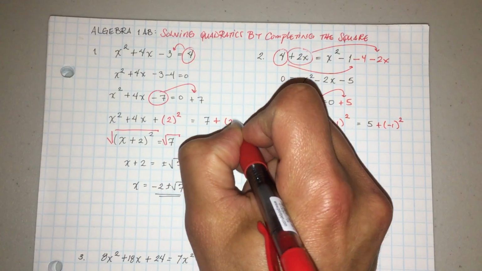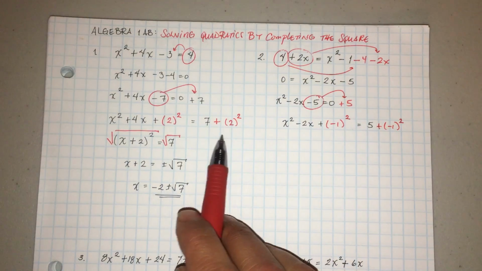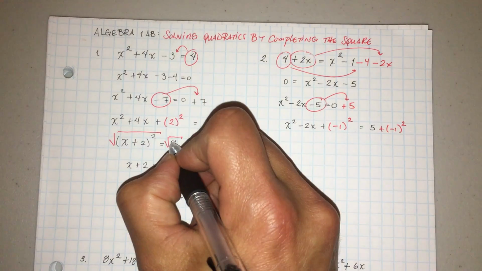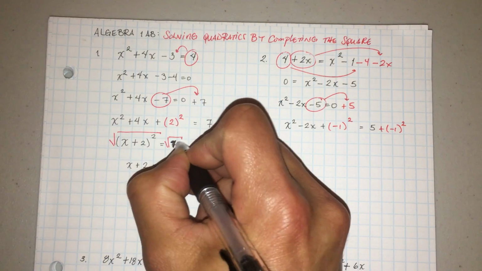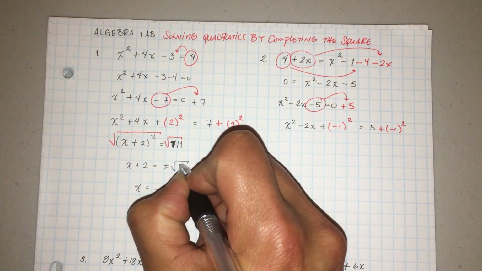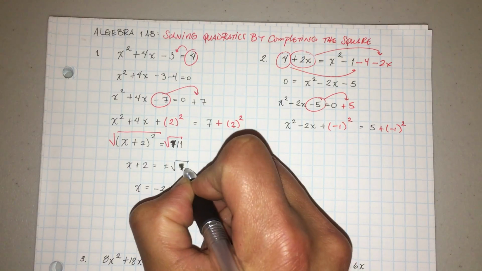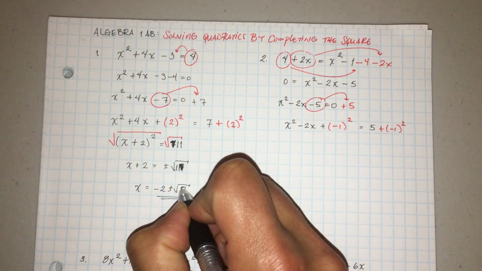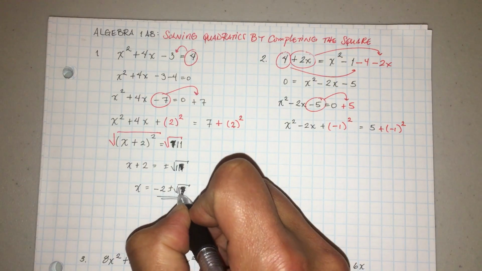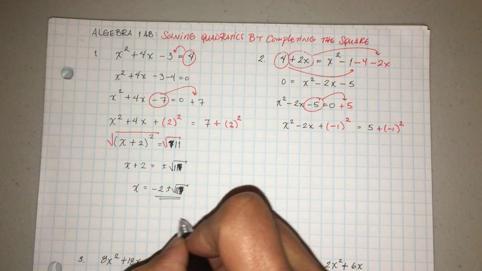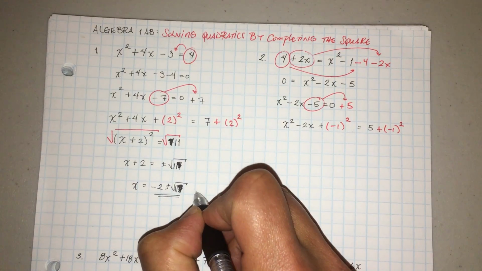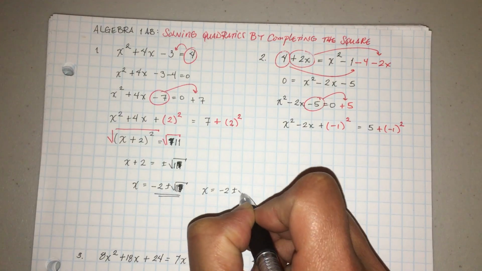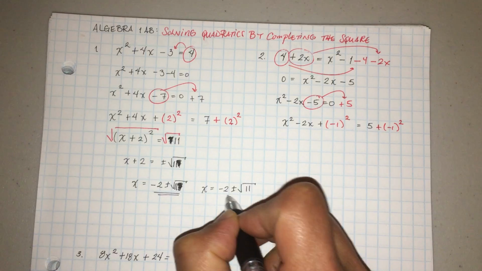Plus 2 squared. So that's going to give me 4, plus 11, plus 7 is going to be 11. So this guy actually should be the square root of 11, not just 7. So let me write it a lot neater here. So negative 2 plus or minus square root of 11.